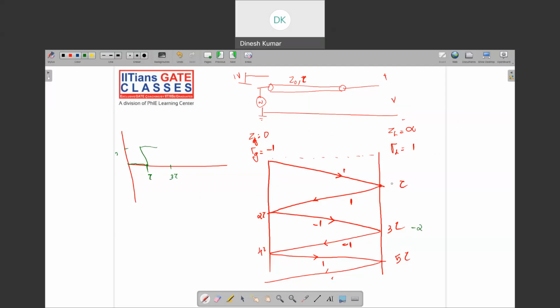So this is already there. 2 volt is already there. Then again this -2 is already there. So that means it will go to 0. At 3 tau it will go to 0. Right.